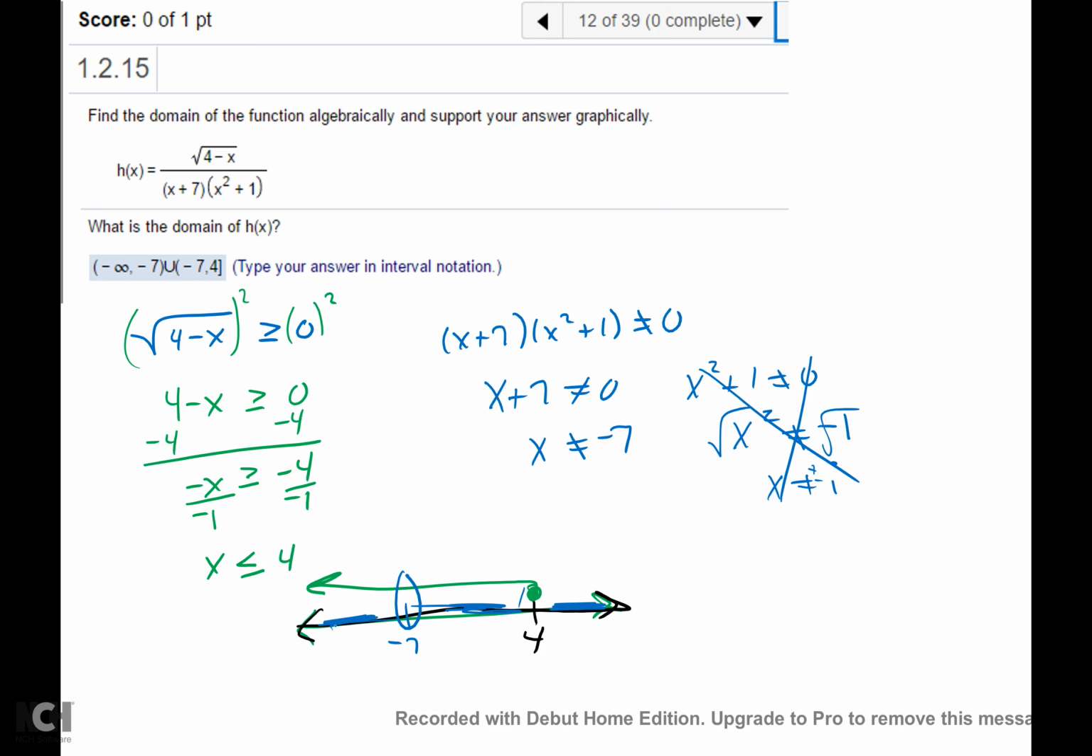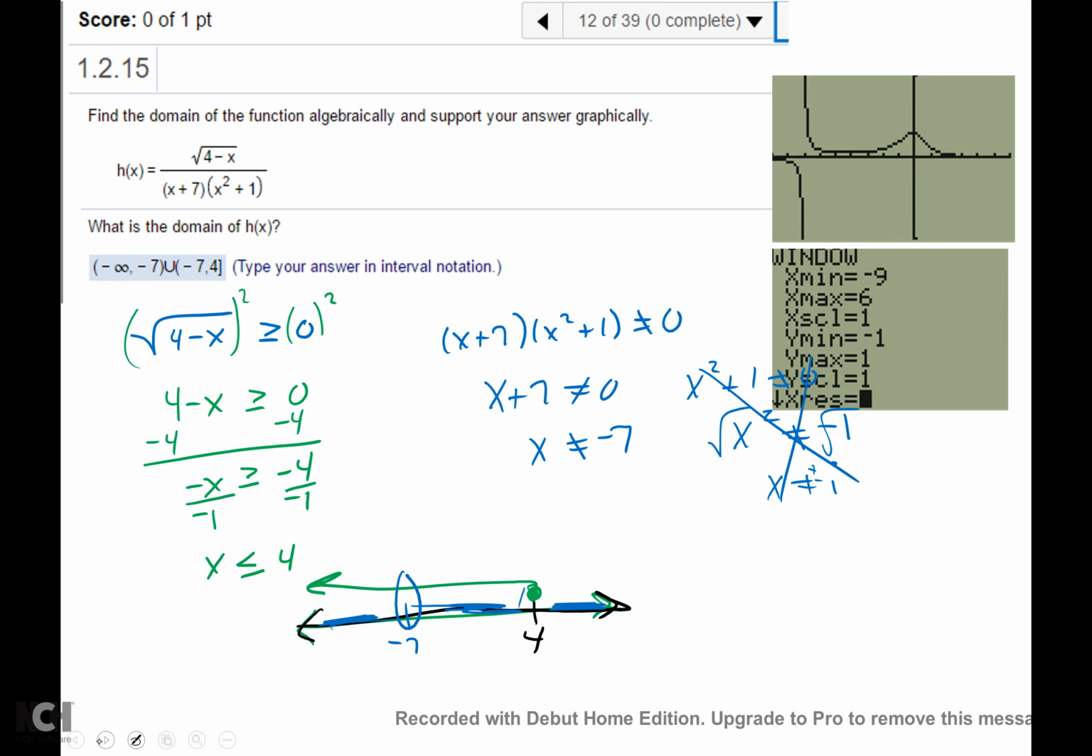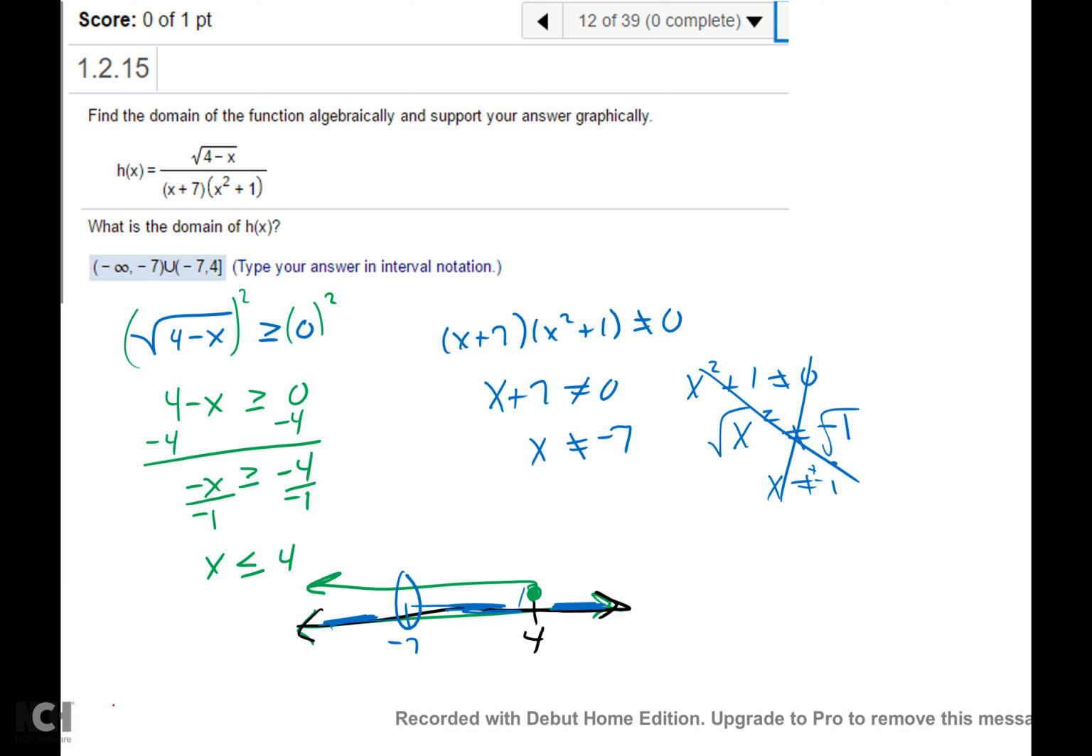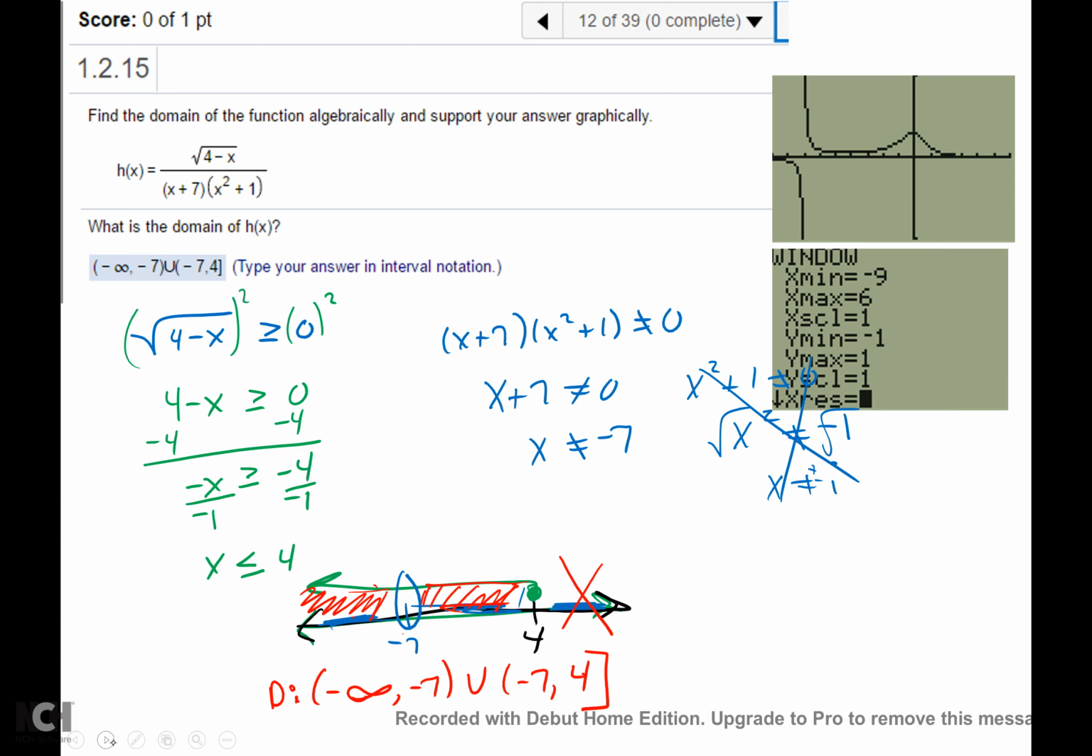Okay, so there's my restriction in blue, and in green is my other restriction, and your domain is everywhere that there's green and blue. There's blue here, but not green, so no. There's green, there's blue, so yes. There's green, but not blue, so no. And in this section, there's green and blue, so yes. So my domain is going to be negative infinity to negative 7, union, negative 7 to 4. And I can include the 4, so that 4 is going to get a square bracket instead of a round bracket. And you can see at negative 7, there's a gap, and then at 4, it just quits. It doesn't go beyond there. It can't, because anything there will give you error messages.